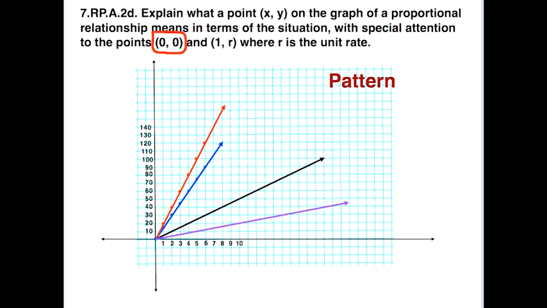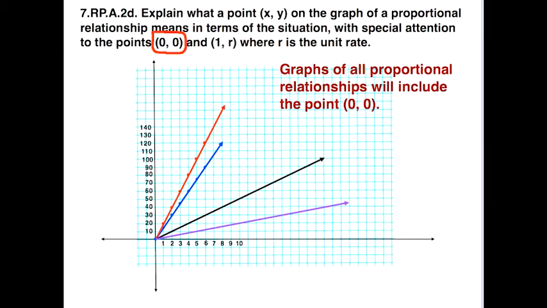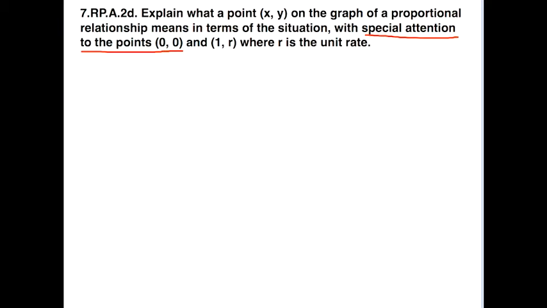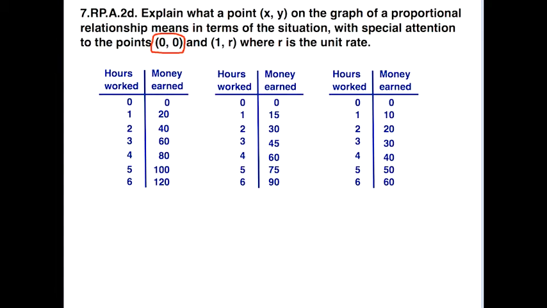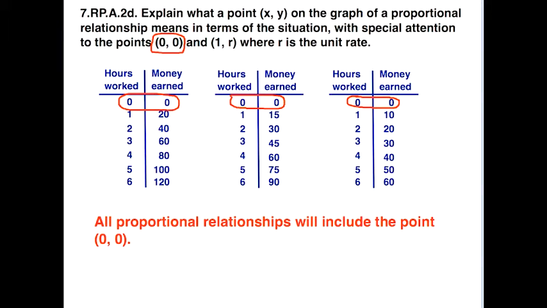It seems like they all start at the point (0, 0). So a conclusion here is that graphs of all proportional relationships will include the point (0, 0), also referred to as the origin. Now let's look at the point (0, 0) in terms of tables of values. Notice here that in all of these contexts, all of these tables, the point (0, 0) is something that's in all of them. So again, all proportional relationships will include the point (0, 0).